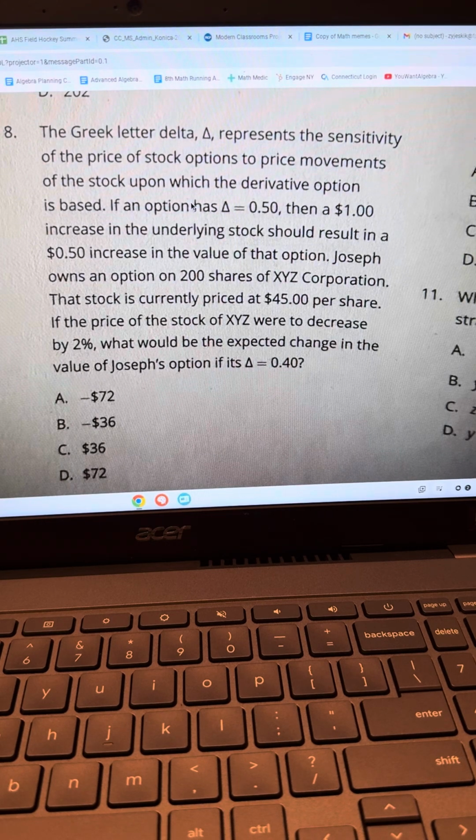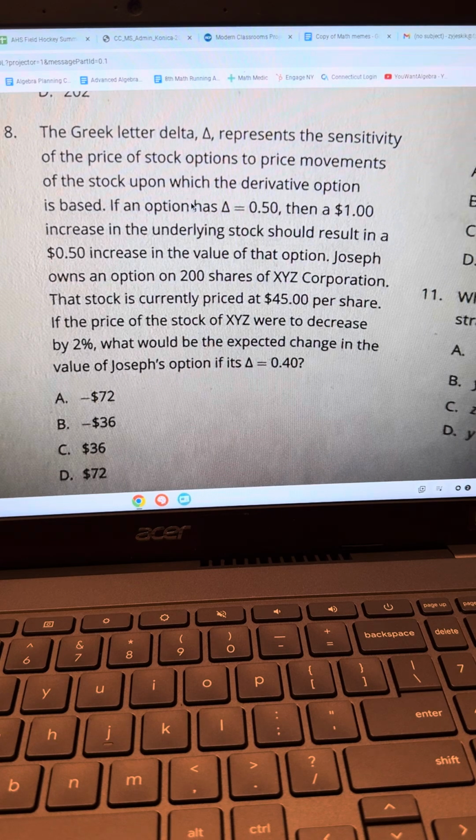So the Greek letter delta shown there represents the sensitivity of the price of stock options to price movements of the stock option until the derivative option is based. Blah, blah, blah. What does that even mean? If an option has a delta of 50 cents, then a $1 increase of the underlying stock should result in a 50-cent increase in the value of that option. Again, blah, blah, blah. Okay, so here's the part that we really need to focus on.